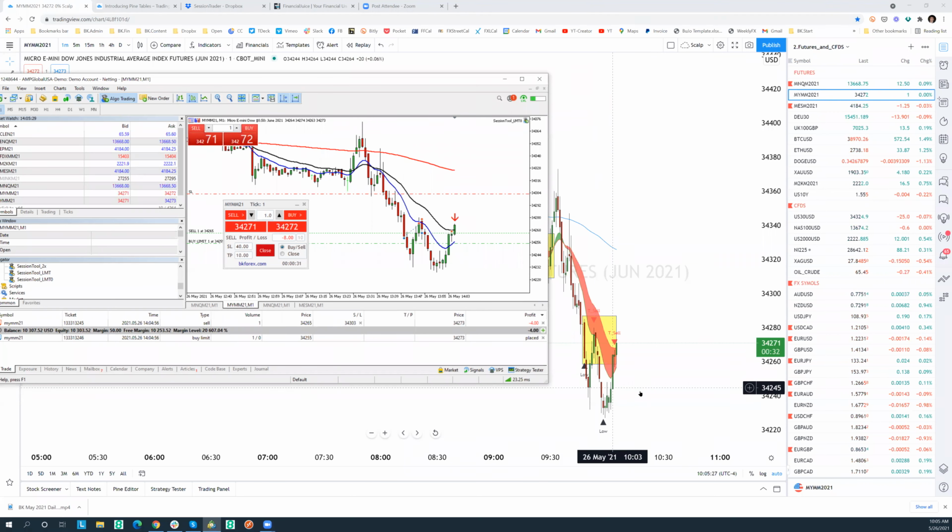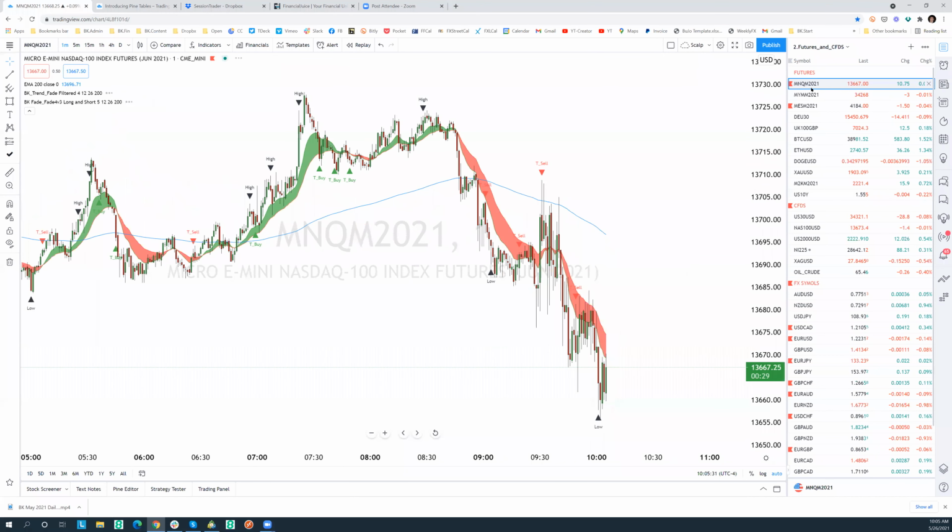Also, while this is happening, we'll leave this alone. Let's go to NASDAQ because NASDAQ is actually setting up also. Is it or is it not? Oh, this might be, really? Huh. Why is it not setting up? Okay, it's not setting up.